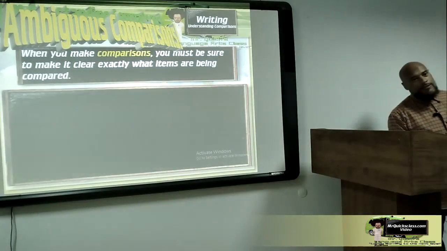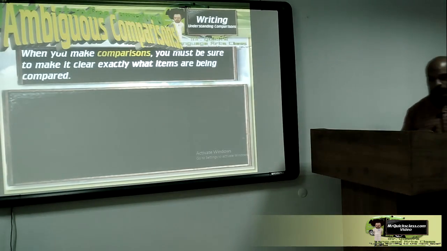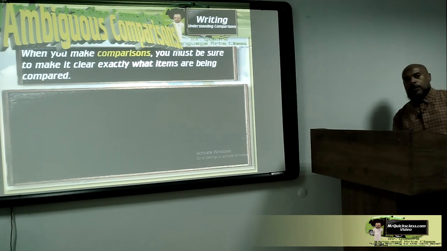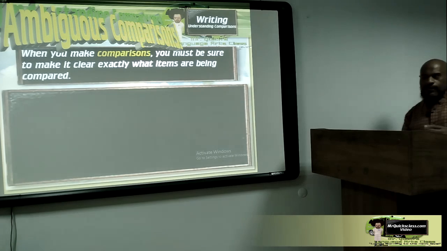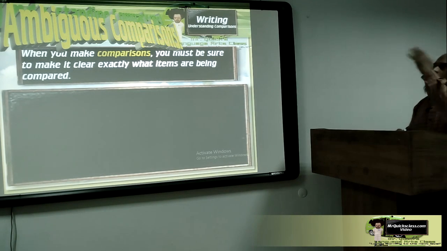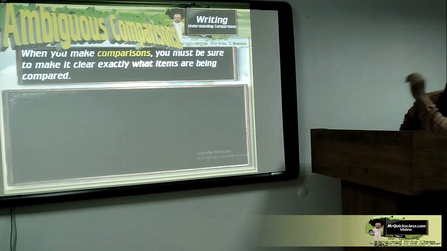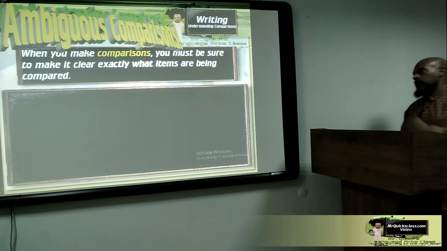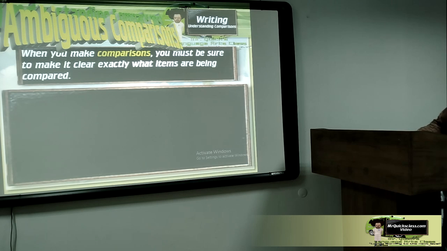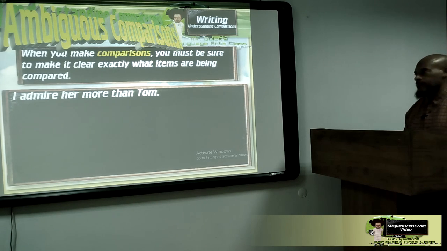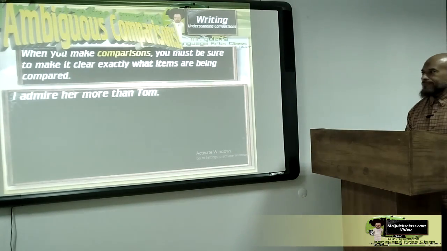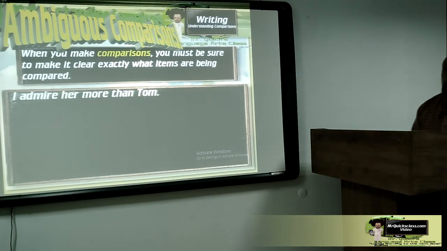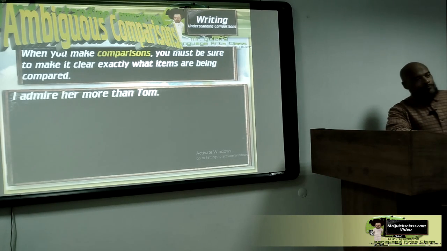Ambiguous comparisons. Now, this is where we really got to pay attention, because ambiguous means not clear. So this is where we got to really read and see if we see it. When you make comparisons, you must make sure to make it clear. It has to be clear exactly what items are being compared. Let's look at our first example here. And Sama, is that sentence correct? It's correct. No. No?